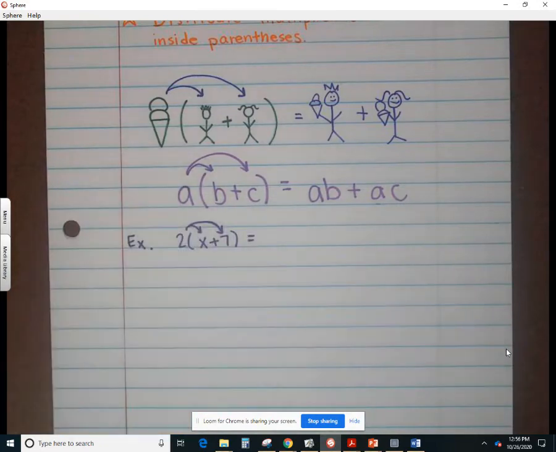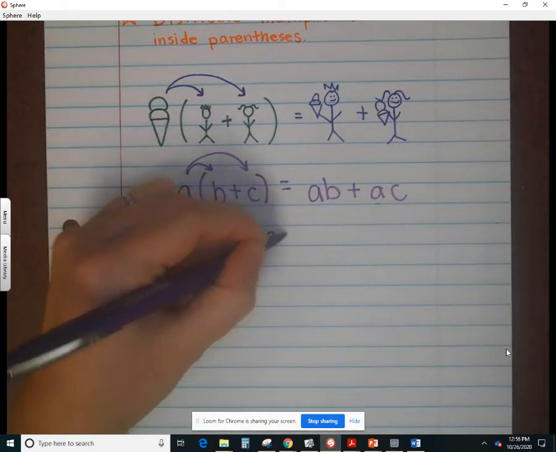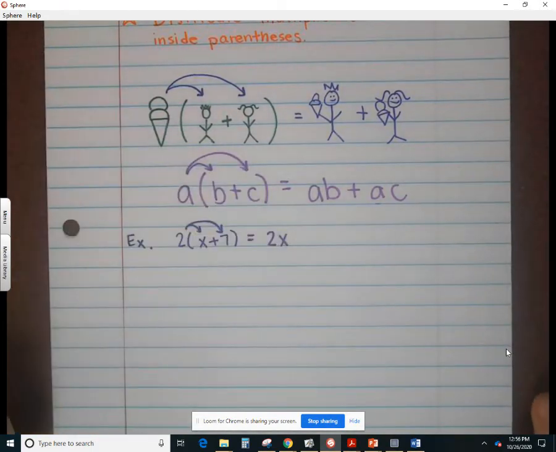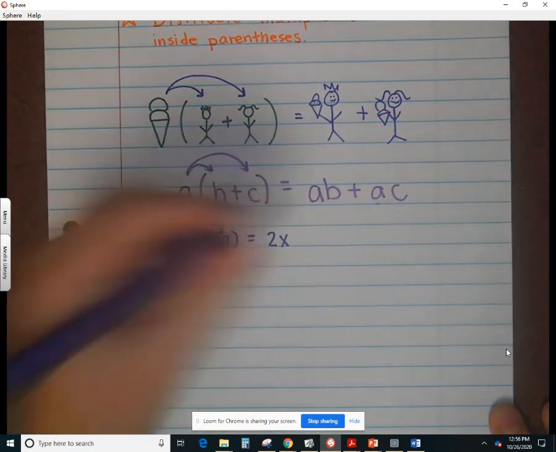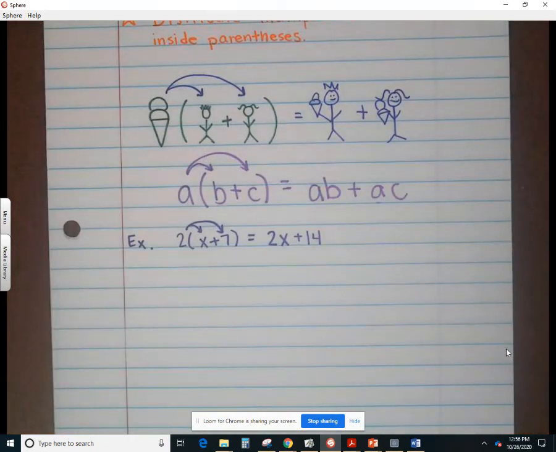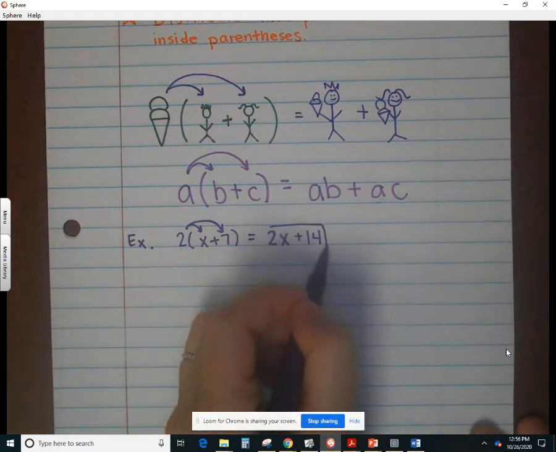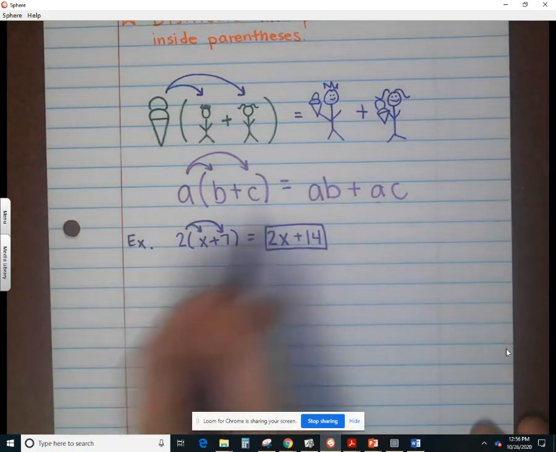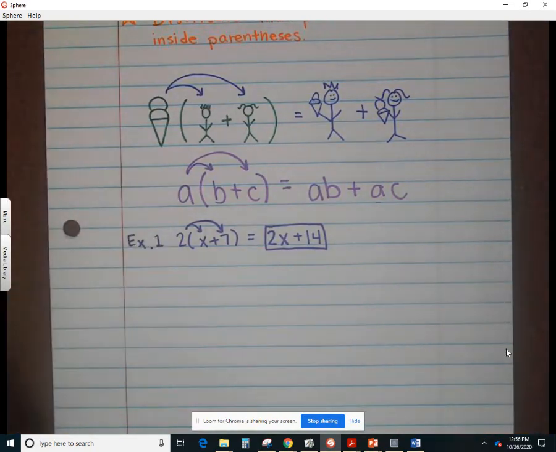The first thing you always want to do is go ahead and draw your arrows, hippity-hoppity distributive property. The first arrow tells us that we're going to multiply 2 times x. And a simple way of writing that is just 2x. Then the second arrow tells us we're going to multiply 2 times 7, which is 14. Because there was a plus sign in the middle, we're still going to have a plus sign. That just stays the same. You cannot combine those because they are not the same. They're not like terms. One has got an x on it and one doesn't. So that would be our answer.